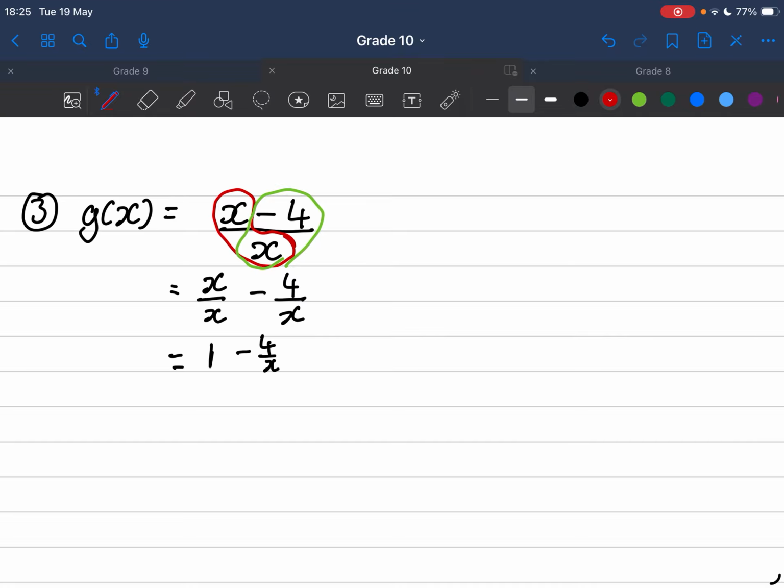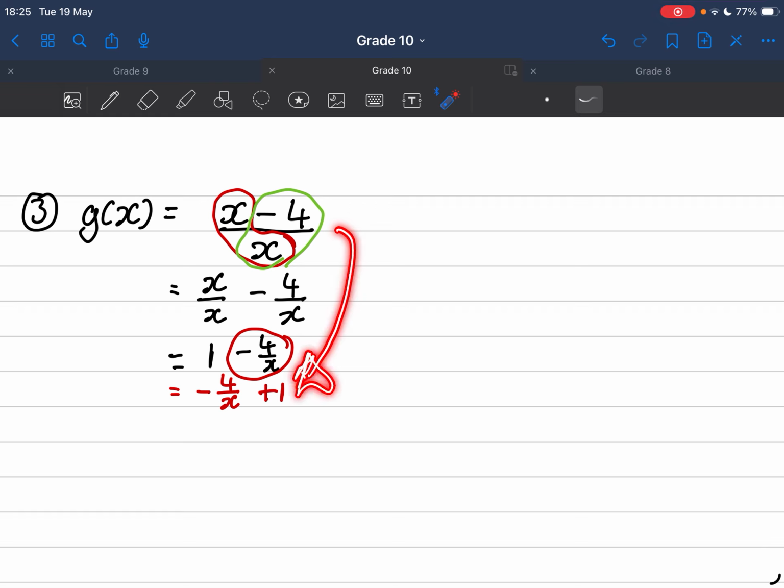Now, let's put this at the front. So this is minus 4 over x plus 1. And now we realize that we've got a hyperbola because there's an x on the denominator, and this is our q value. So we've taken this and written it in a way that's easy to follow, easy to understand.